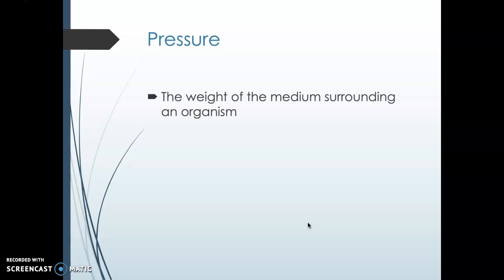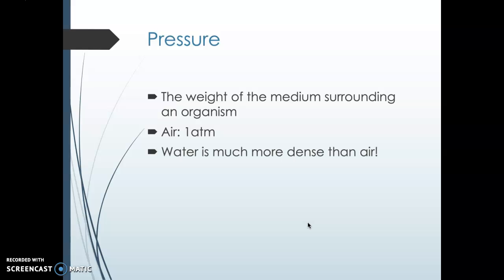Pressure is very important in the ocean. Water being so dense means that it's heavy. And so the pressure is just the measurement of the weight of the medium surrounding an organism. Air is not very heavy, and so it doesn't feel like a lot of pressure. Water, on the other hand, is much more dense than air. And an ATM is what's called an atmosphere, okay? So at sea level, we're at 1 atmosphere. In the water, every 10 meters, or about 33 feet, we increase by 1 atmosphere.